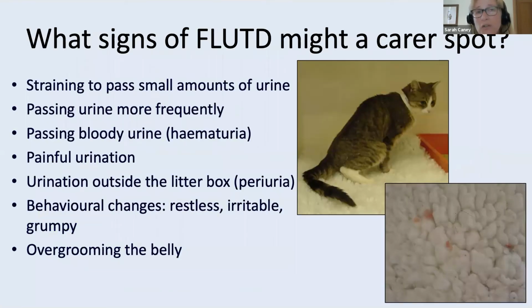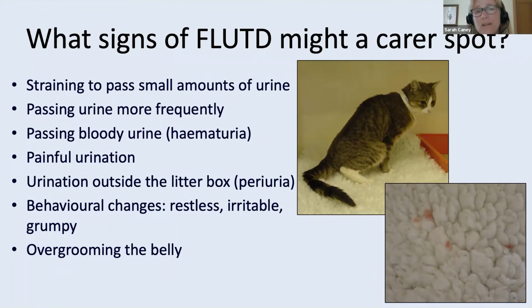What signs might you see as a carer if your cat has lower urinary tract disease? Well, probably if you've ever suffered from cystitis yourself, you will know many of these signs yourself. So it could be difficulty passing urine, it could be pain passing urine, so your cat may cry out, may repeatedly need to use the litter box, or repeatedly strain in inappropriate locations.